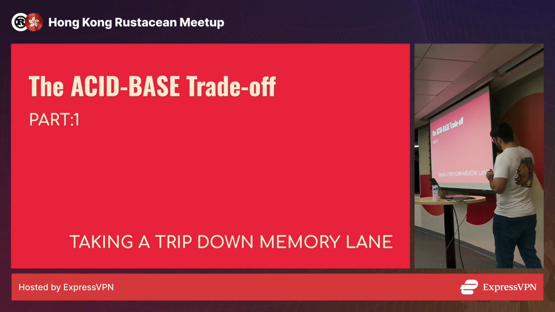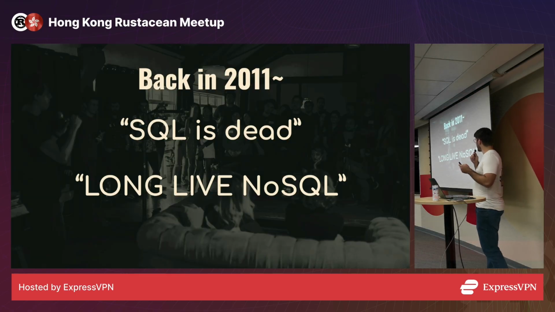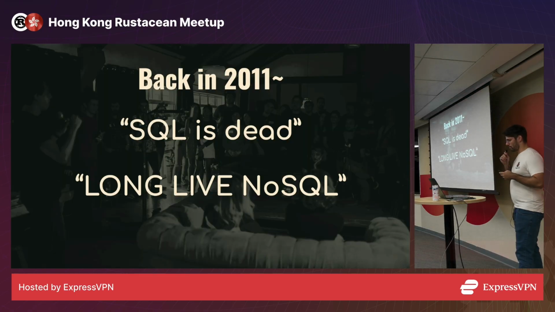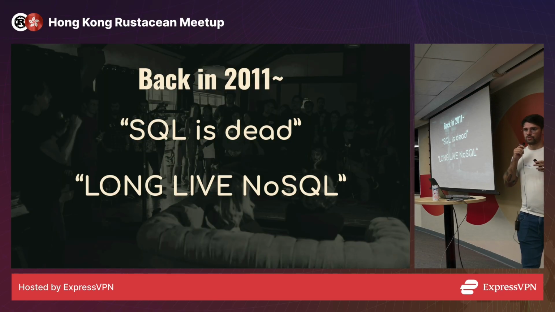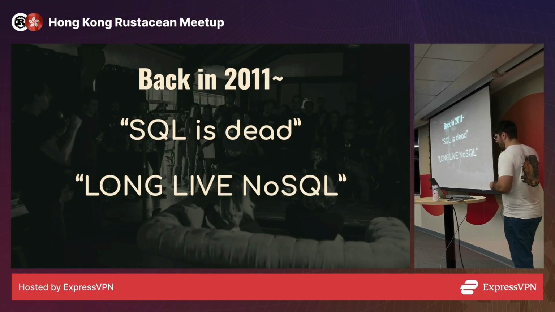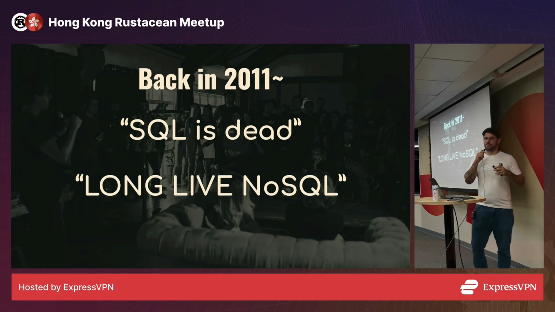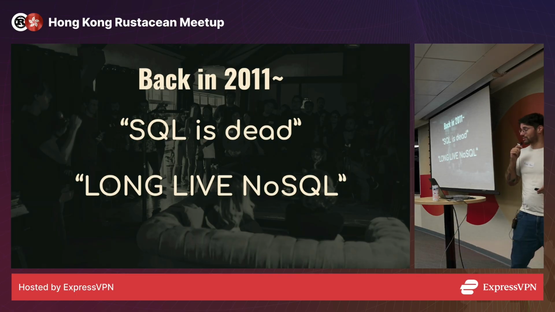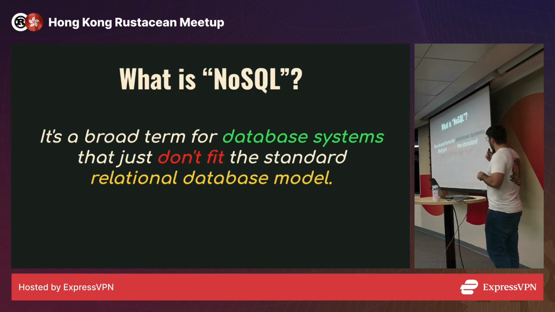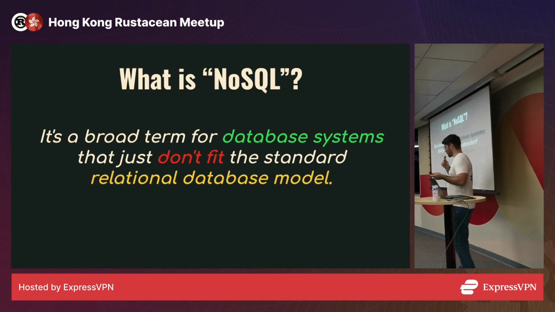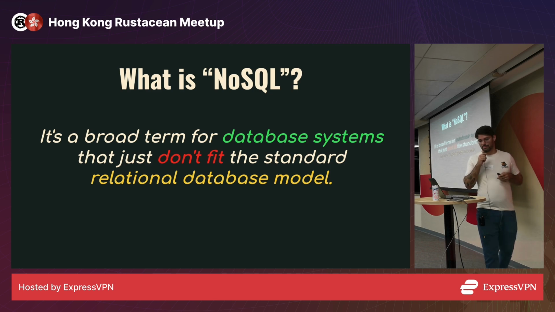So let's begin taking a trip down memory lane, about 15 years ago. Whenever we went to a conference, whenever we went to a meetup, people were saying SQL is dead, NoSQL is the future, NoSQL will have the same impact as Ruby on Rails had on frameworks. So everything will be NoSQL. And what's NoSQL? What were people so hyped about back then?